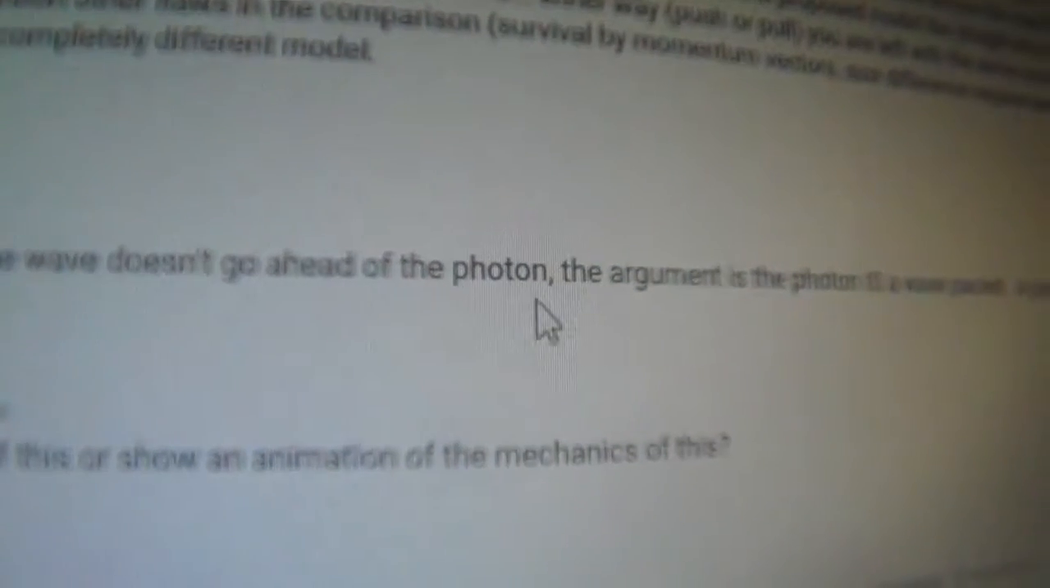The idea you keep misstating is not exactly the correct spelling, but whatever. The wave doesn't go ahead of the photon. The argument is the photon is a wave packet, a pulse wave. That doesn't mean anything.